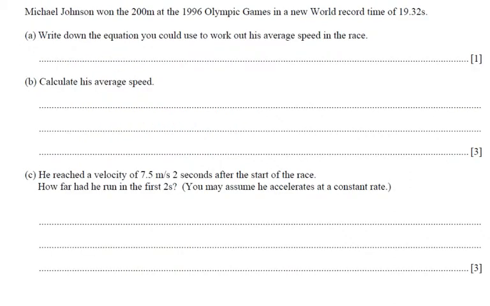Michael Johnson won the 200 meters at the 1996 Olympic Games with a new world record time of 19.32 seconds. Write down the equation you could use to work out his average speed in the race. So that is speed equals distance divided by time.